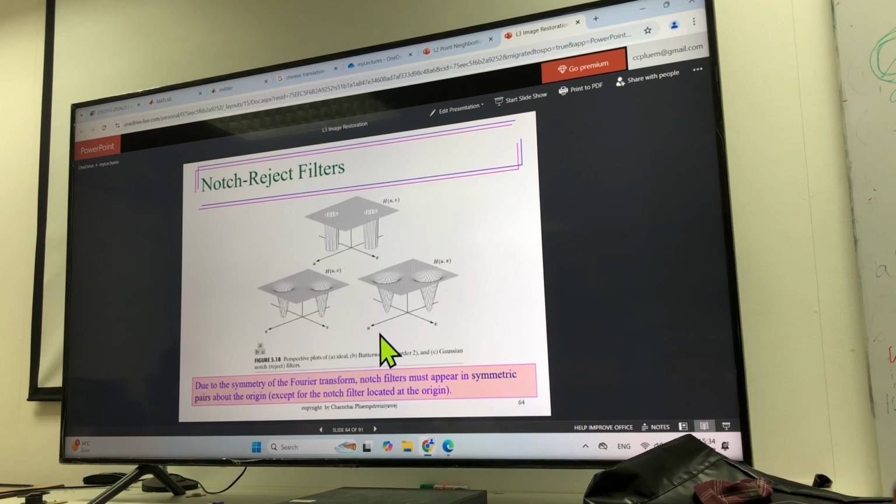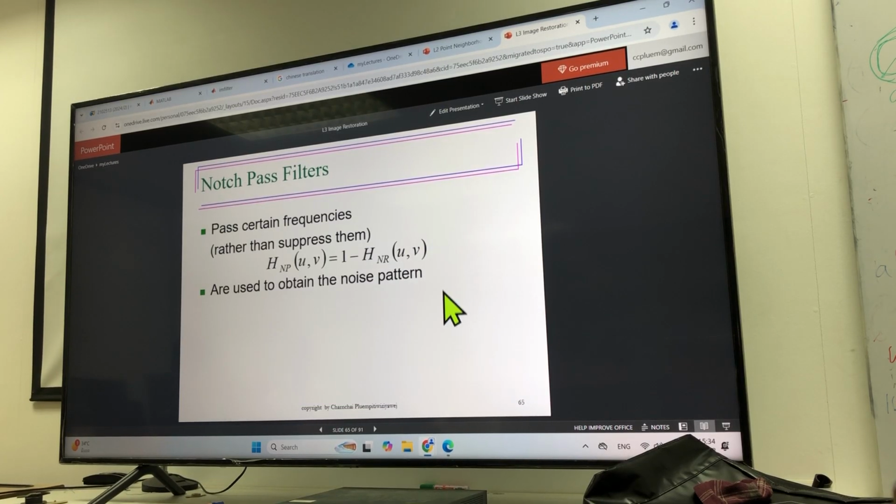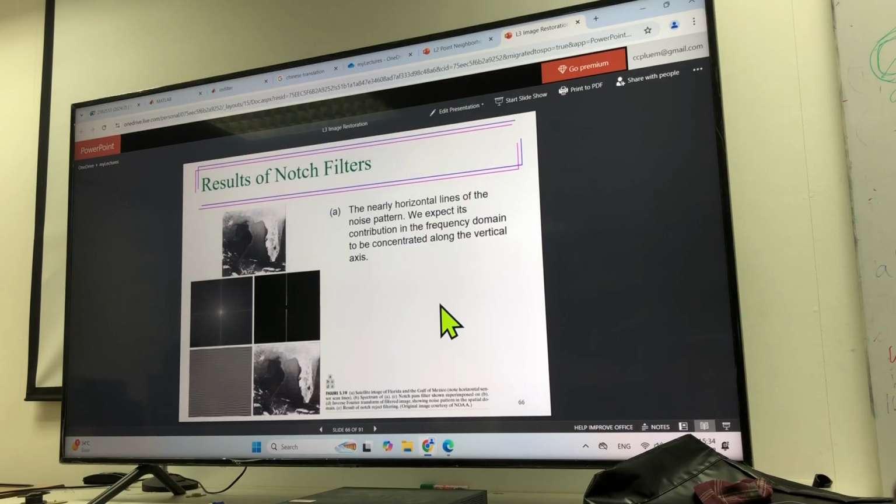This is what the notch filter looks like. A lot of times you need the conjugate of it, so you have this one and this one as conjugates. This is the ideal notch filter. This one is Butterworth, and this one is Gaussian. Again, if you use notch pass, which is 1 minus notch reject, you're going to get the noise pattern also. This is the image, and if you get rid of the noise using the notch reject filter, you get a cleaner image. This is the original. This is the clean image.